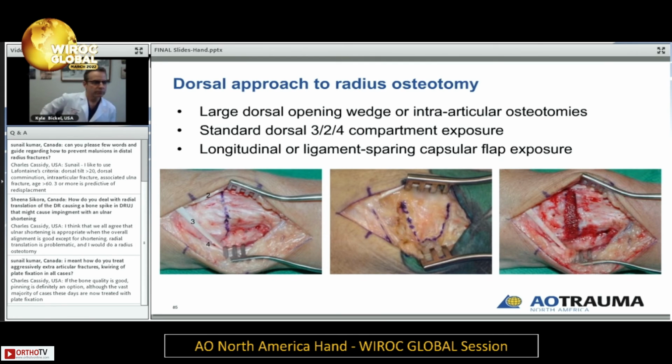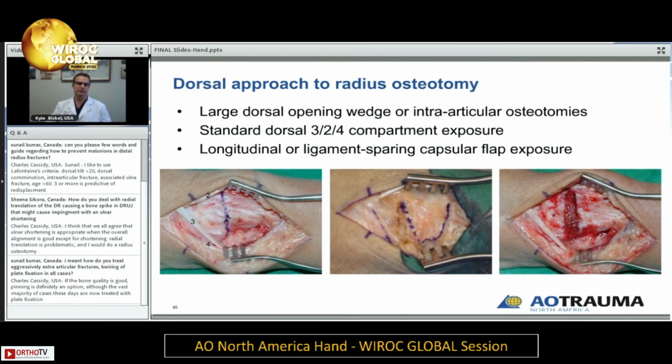Not all of these are going to be approached volarly, as nice as that would be. And the dorsal approach is the standard approach we use for dorsal exposure to the wrist and the distal radius. It's between the second, third, and fourth compartments, mobilizing the third and then elevating the second and fourth. The compartments are labeled to the left. And then I like to use a ligament-sparing dorsal capsular flap as depicted in that central image.